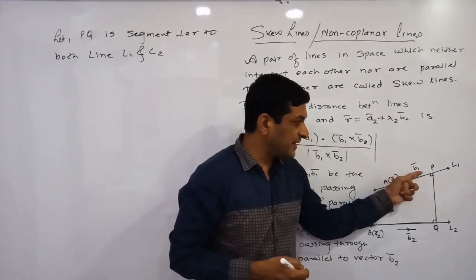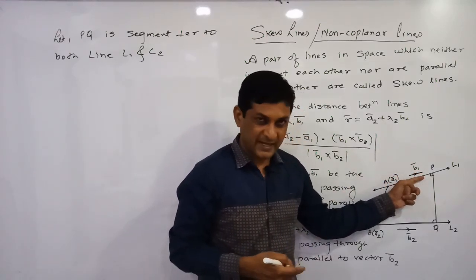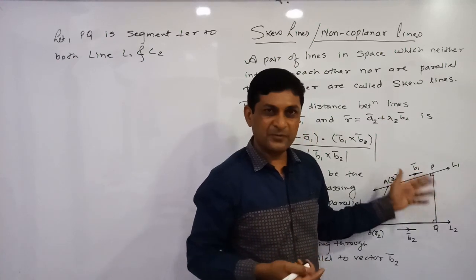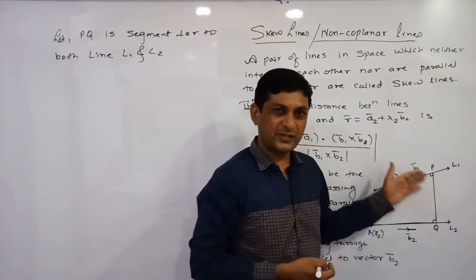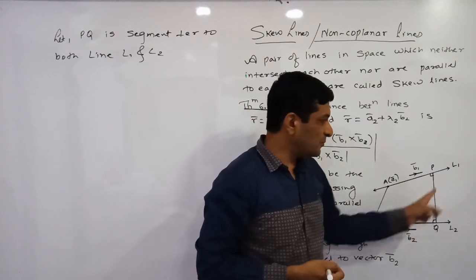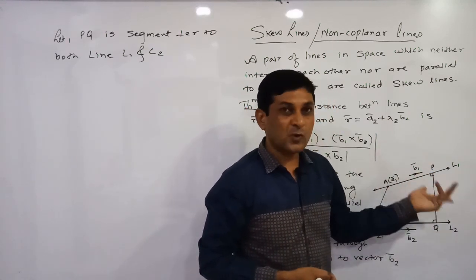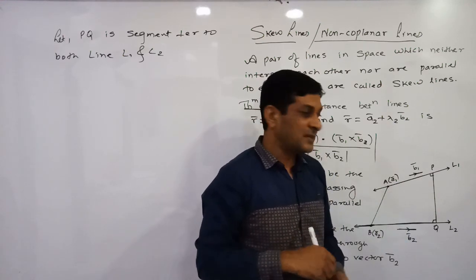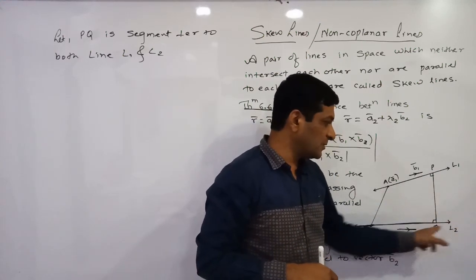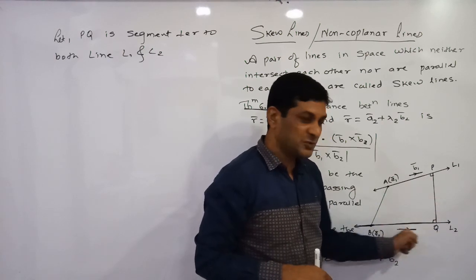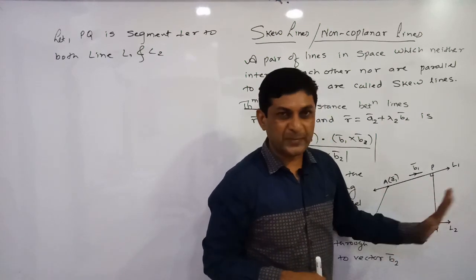B1 bar is a vector parallel to the first line, or we can say that B1 bar is a vector along the first line. In other words, it is a vector parallel to the line. Now PQ is perpendicular to L1, which means B1 bar is also perpendicular to PQ. In the same way, PQ is perpendicular to line L2, which means PQ is perpendicular to which vector?